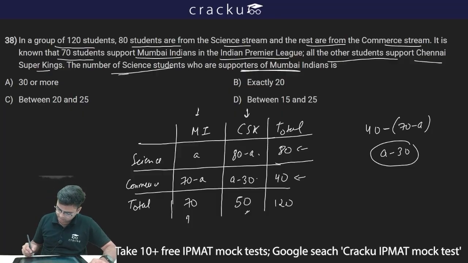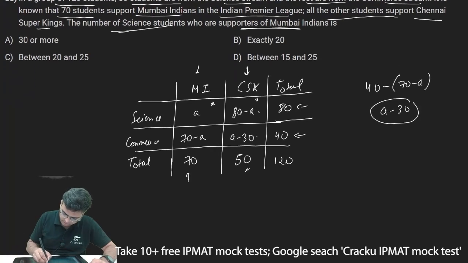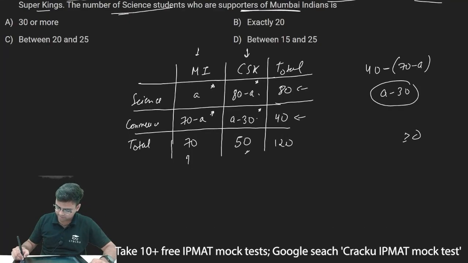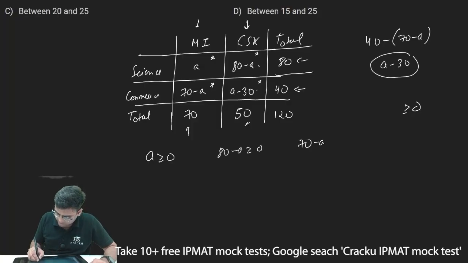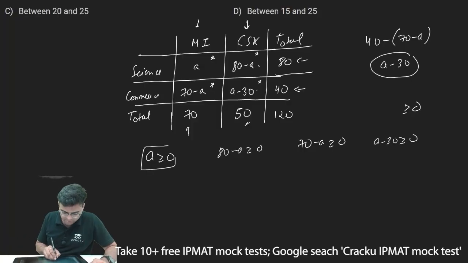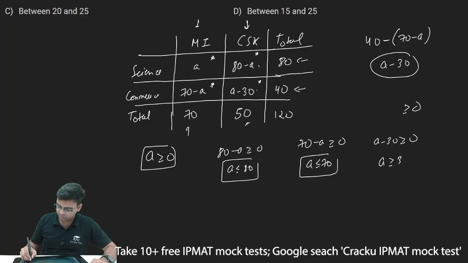Now if we carefully look at this, we have all of these four values, this one, this one, this one and this one. All of these four values should be greater than or equal to 0. Thus I can write A should be greater than or equal to 0, 80 minus A should be greater than or equal to 0, 70 minus A should be greater than or equal to 0, and A minus 30 should be greater than or equal to 0. Thus A greater than or equal to 0 will give me the same thing. 80 minus A greater than or equal to 0 will give me A less than or equal to 80. 70 minus A greater than or equal to 0 will give me A less than or equal to 70, and A minus 30 greater than or equal to 0 will give me A greater than or equal to 30.